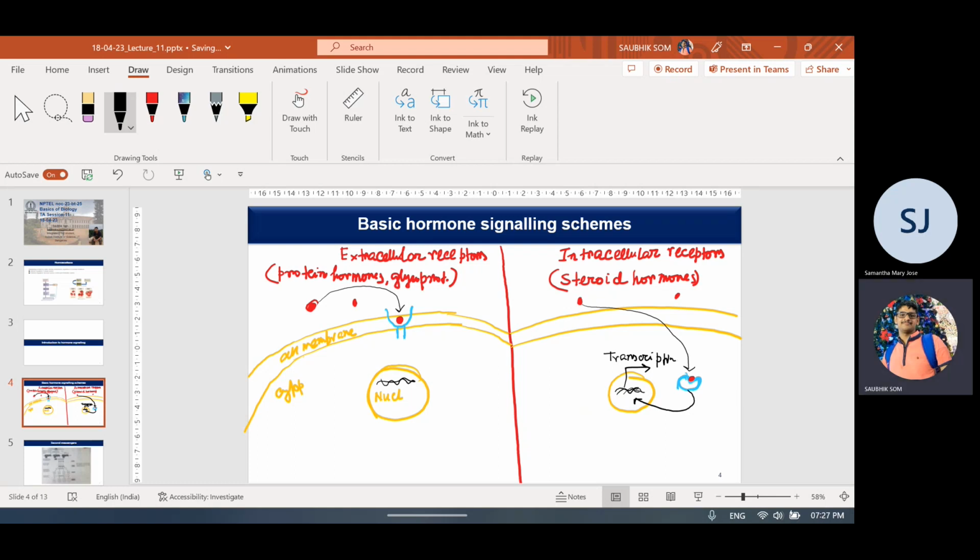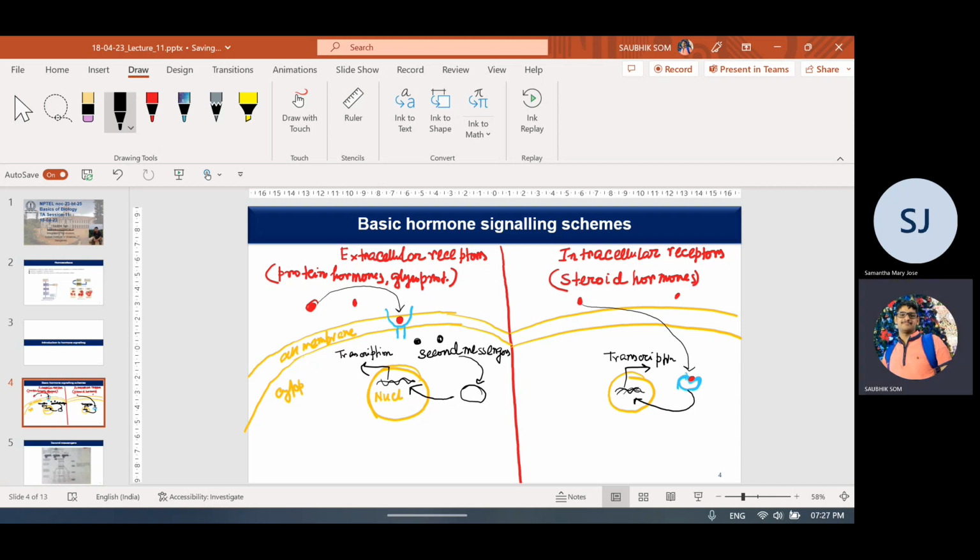In this case, there will be something known as second messengers. These second messengers will go with some of the intermediate pathways, which will ultimately bind and start the transcription. Now you can see there is a subtle difference in these two pathways.